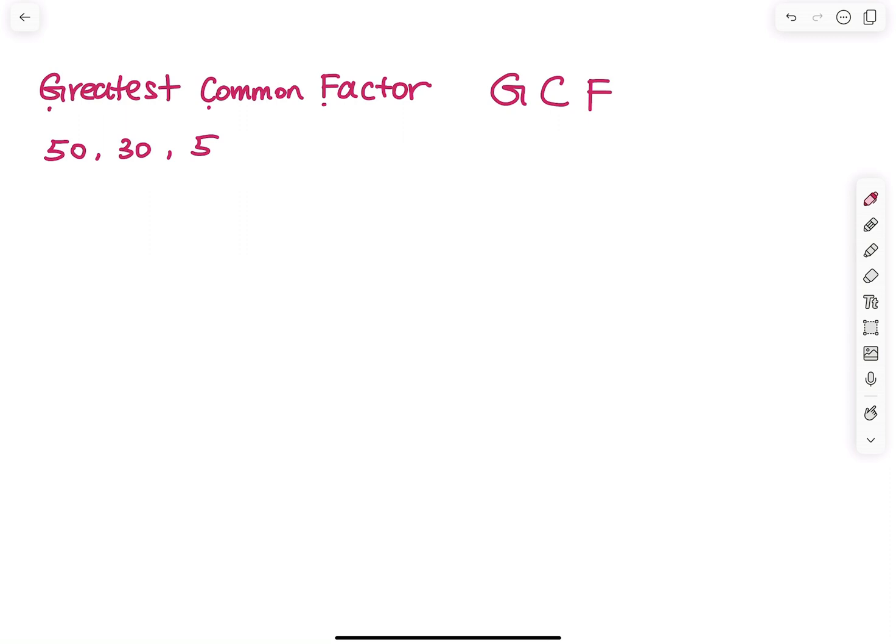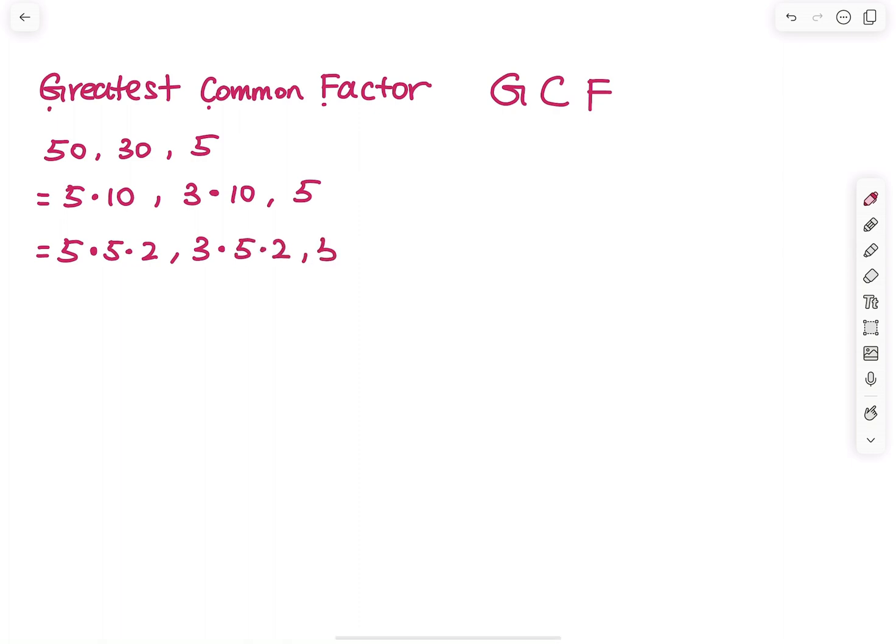So for 50, I will break that down to 5 times 10. For 30, I will do 3 times 10. And for 5, you cannot break it down, so I will just use a 5. Then I want to break this one more time. 5, you can't break it anymore. 10, I can do 5 times 2. 3 is 3. 10, I can do 5 times 2. And then a 5. What do we see right here?